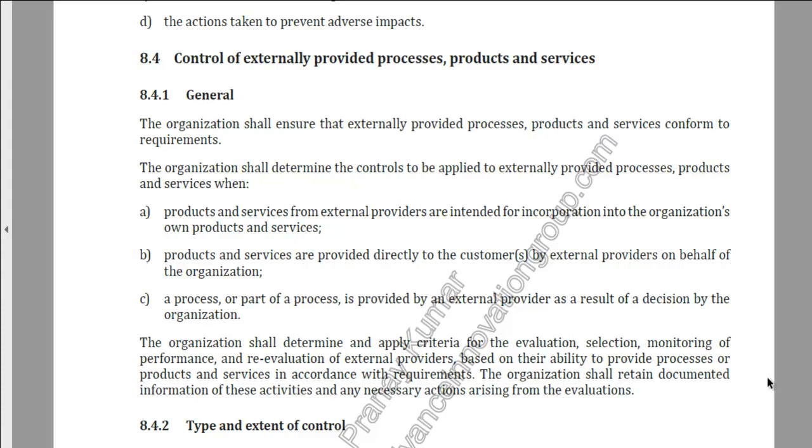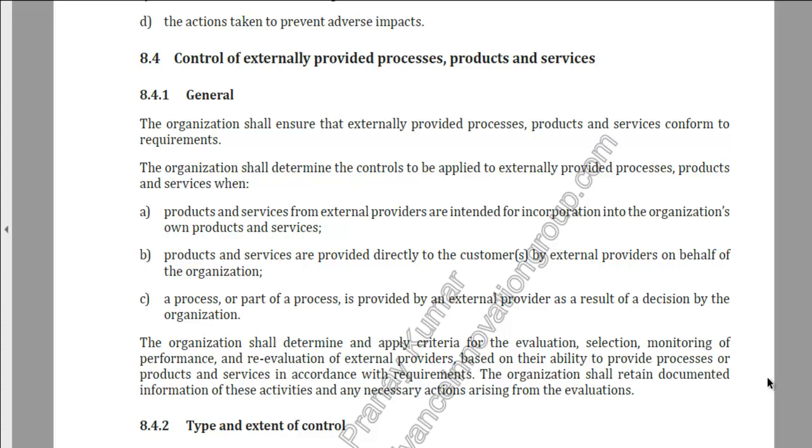If your quality management system fulfills any of these three conditions, the organization will be required to apply criteria for evaluation, selection, monitoring of performance, and re-evaluation of such external providers. And such criteria will be based on the ability of the external provider to provide processes or product or service in accordance with the requirement.